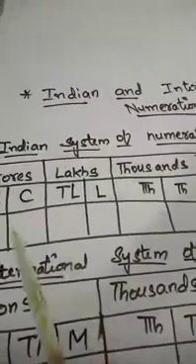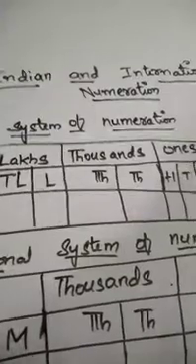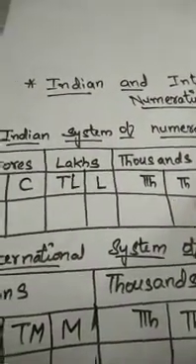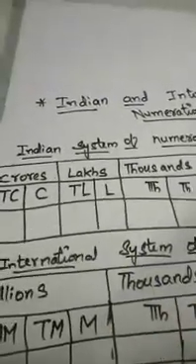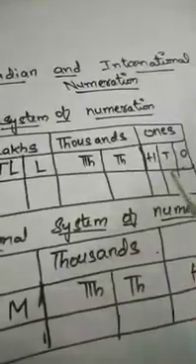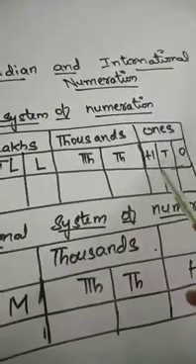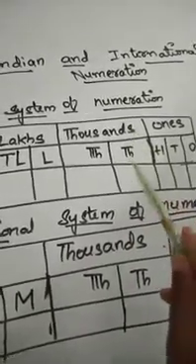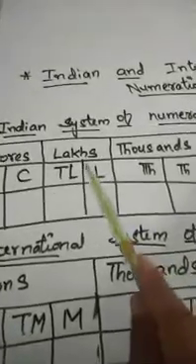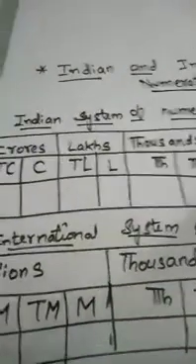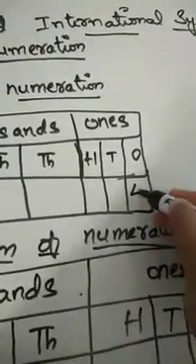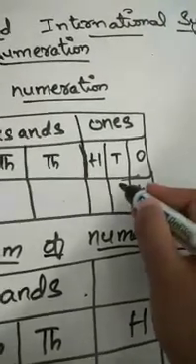So this is the place value chart of the Indian system of numeration. We have four periods, and in that we have ones, tens, hundred. In thousands, thousands and 10,000s. In lakhs, lakhs and 10 lakhs. Next in crores, crores and 10 crores. Let us give one example.